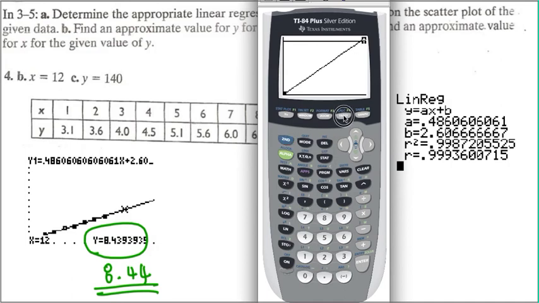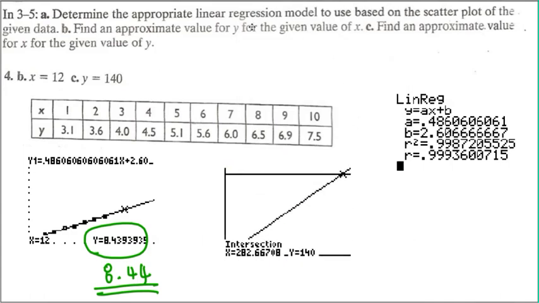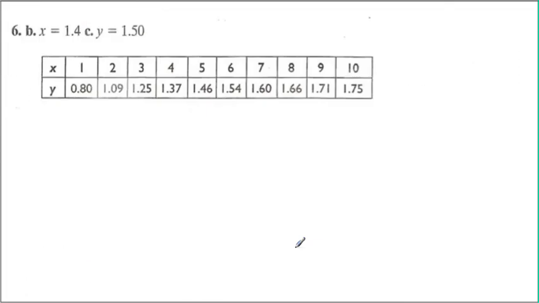So I'm going to just go for second calc, intersection, number 5. Guess. There it goes. The x value where they meet up will be this value. So 282.67. That becomes our x value for y being 140. All right, let's continue. Same kind of question here.